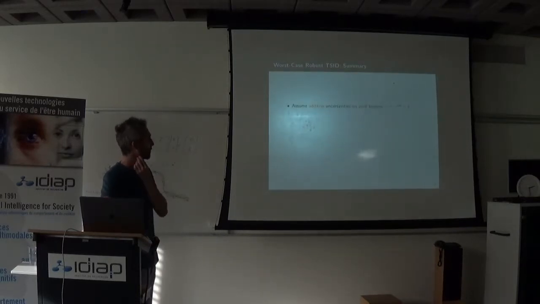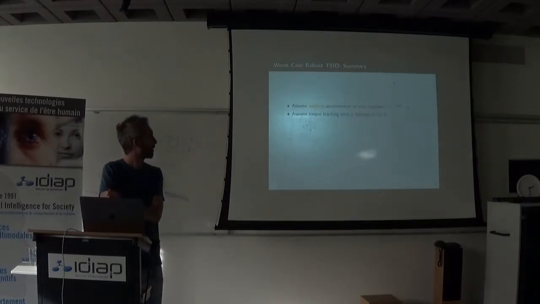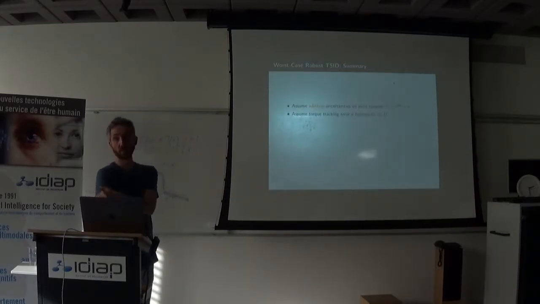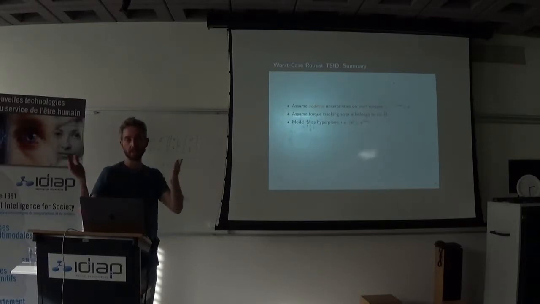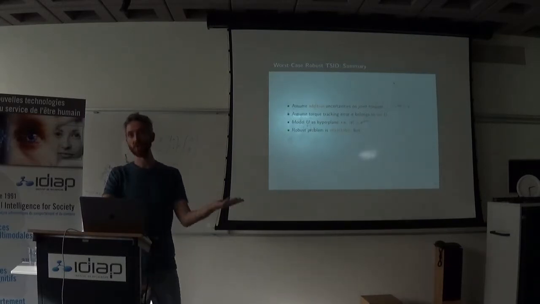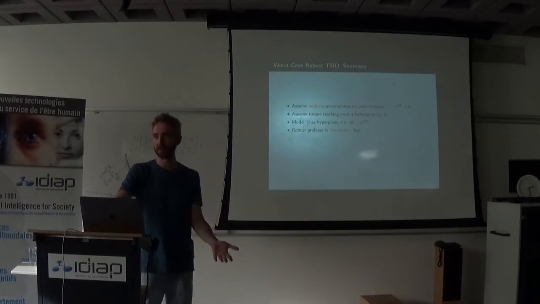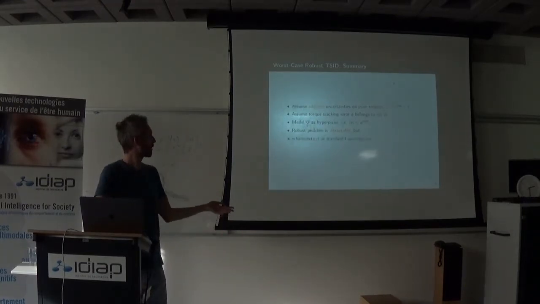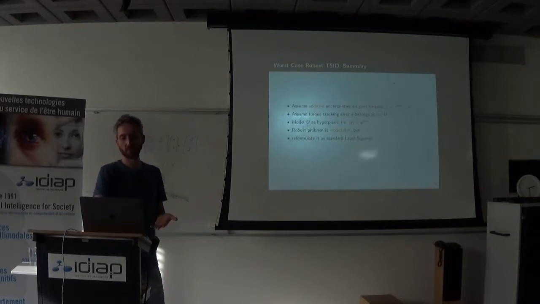Okay, to summarize, we started from the assumption of additive uncertainties on the joint torques. We assumed that the tracking error belonged to an uncertainty set U, which we decided to model as a hyperrectangle, because each joint has an error that is independent of the other joints. We formulated the robust problem, and we saw that it was intractable because you have infinitely many constraints. But we saw that it was easy to reformulate that as a standard least square problem.